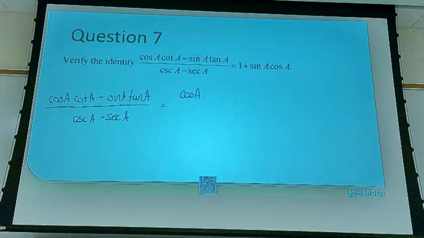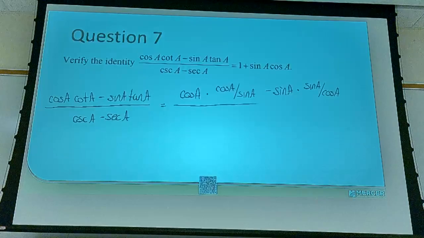What's cotangent? Cosine over sine. What's tangent? Sine over cosine. What's cosecant? One over sine. What's secant? One over cosine. Let's see how I want to proceed. Let's do it this way first.